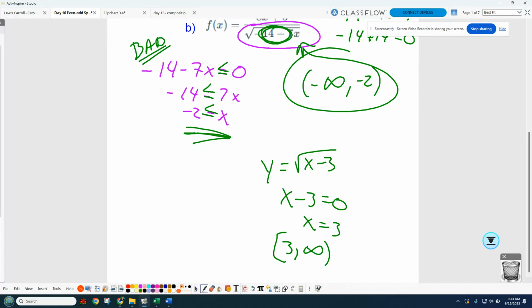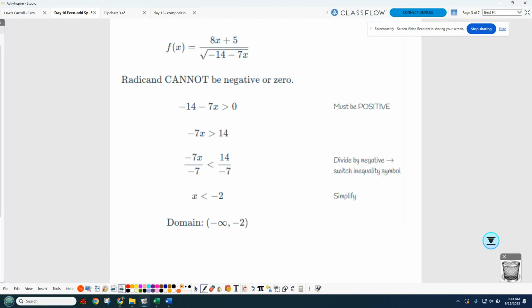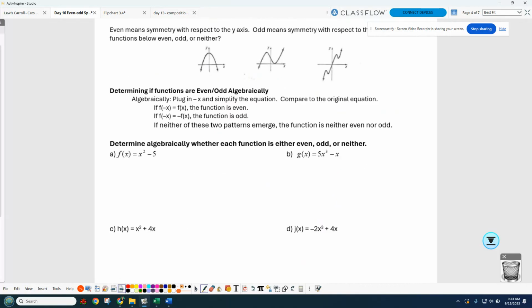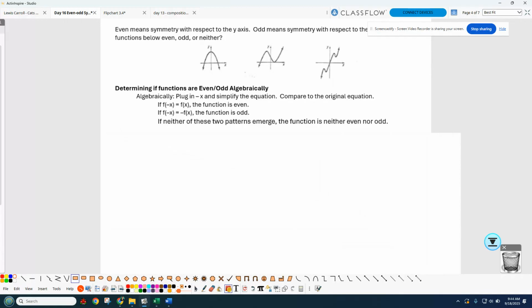So we need to move on to something else. We will keep hitting on domain. If you guys need more practice with it, you can check over the Delta Math and do more of that. Tonight's homework is the other side of the worksheet. So can you guys take the worksheet out? And there's also a small Delta Math problem? No?